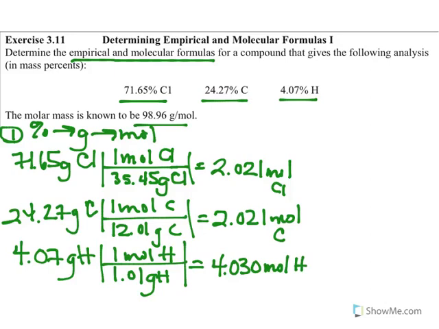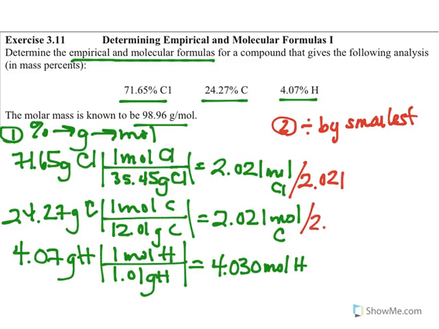So you should have calculated these number of moles, and now what we're going to do, so my first step was to do this conversion. My second step then is to divide by the smallest. So divide by smallest number of moles. And so this is 2.021 for each of these.